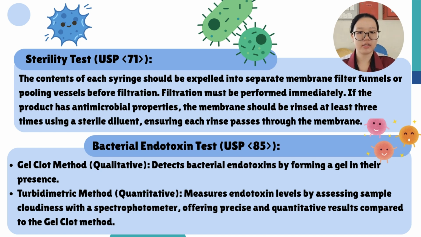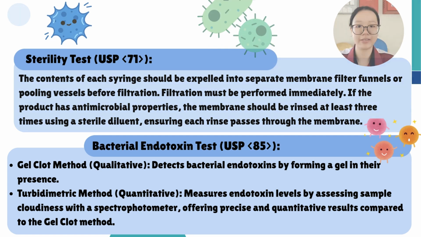So the second one is the turbidimetric method. It is quantitative. It uses a spectrophotometer to measure the cloudiness or turbidity of the sample, giving a precise endotoxin concentration. So this method is particularly useful when we need the exact levels for regulatory compliance.